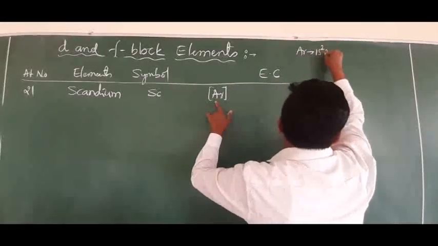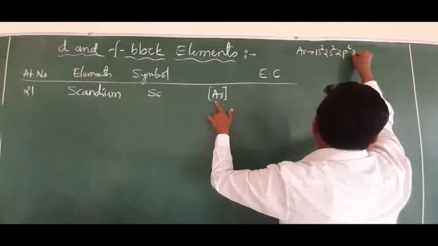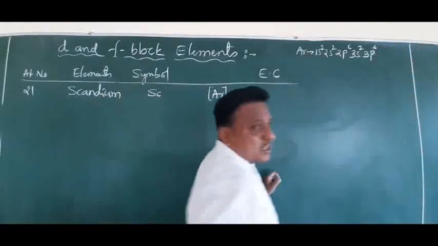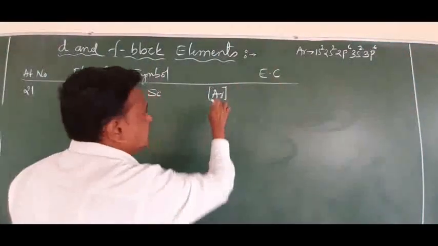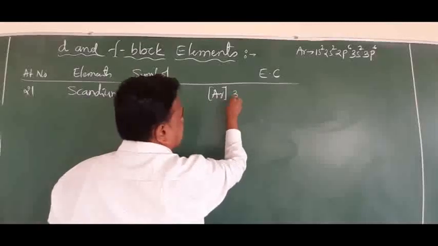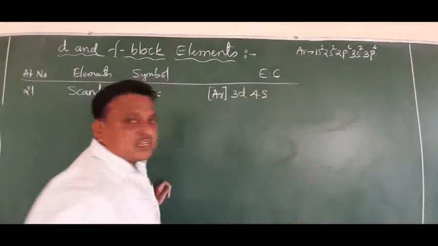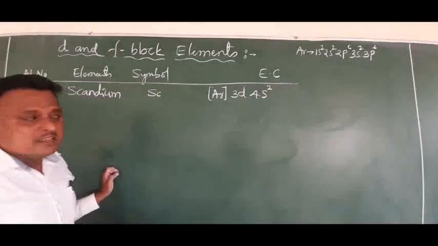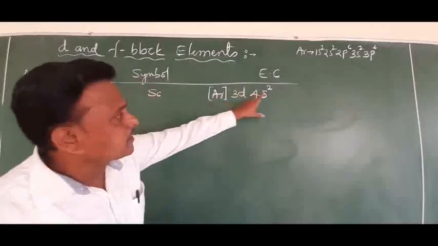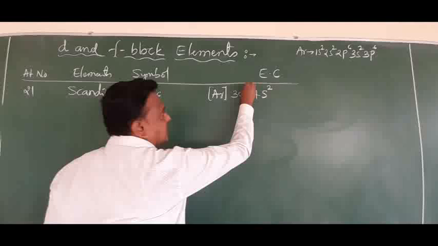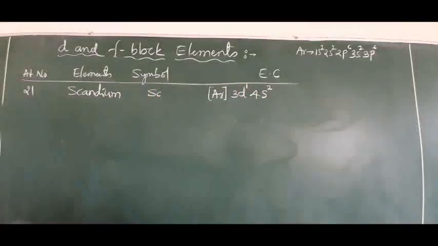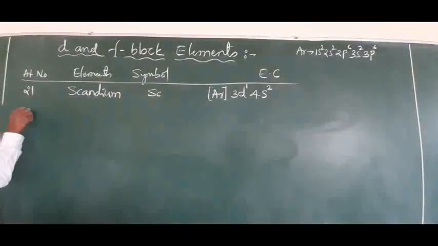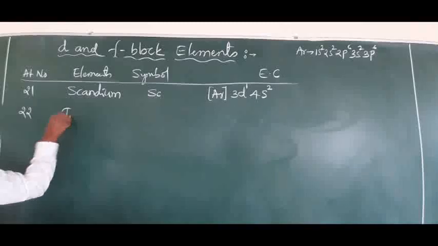Yes, 1s2, 2s2, 2p6, 3s2, 3p6. This 18 electron is complete. And then next come the 3d and 4s. Already we know that due to the penultimate, the electron first enters into the s orbital. Once it enters the s orbital, 18 plus 2 is 20, and the remaining is 1. And this is the electronic configuration of scandium: argon 3d1 4s2. Yes, number 22.